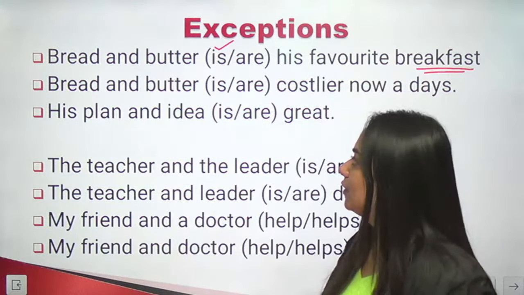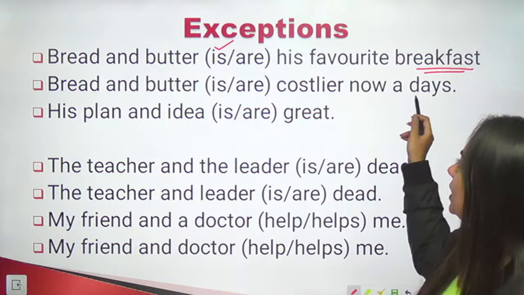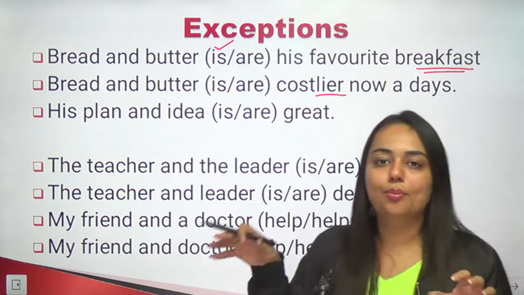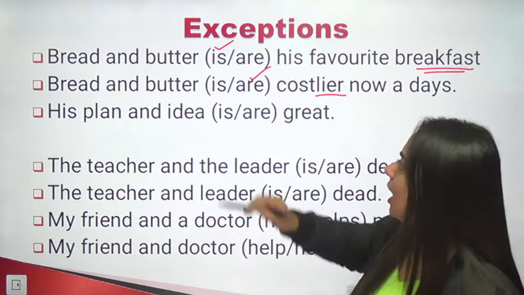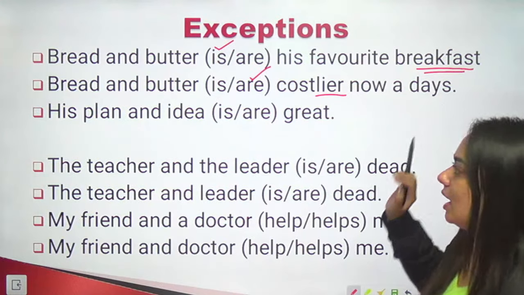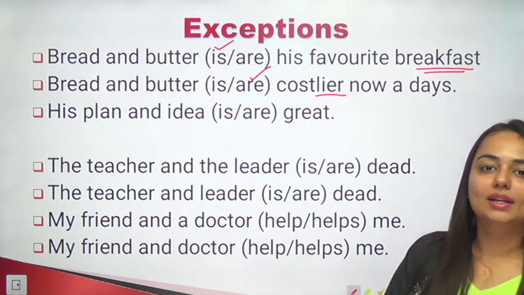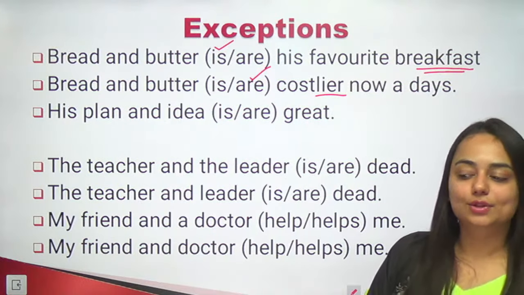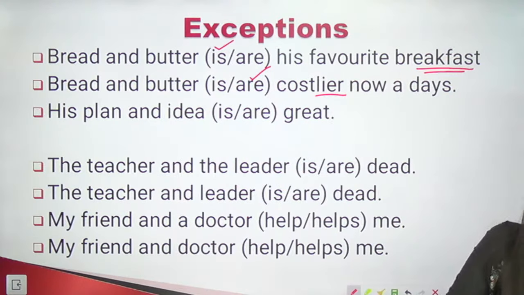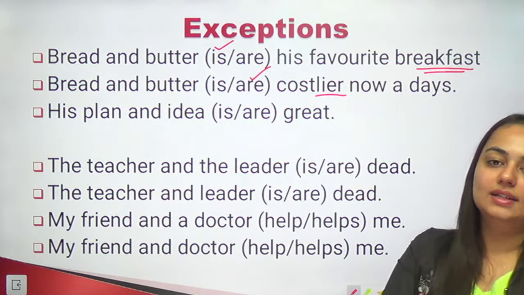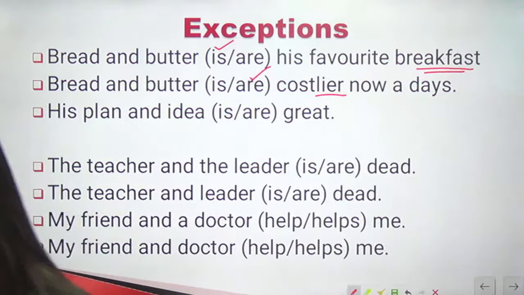Is his favorite breakfast. But when I say bread and butter are costlier nowadays, they are bought separately. We all know that. So in this case, it will be are. They are costlier nowadays. His plan and idea is or are great. What should be the right answer to this one? Can anyone tell me in the chat box? His plan and idea is great or are great. Let's see who's going to answer this one.